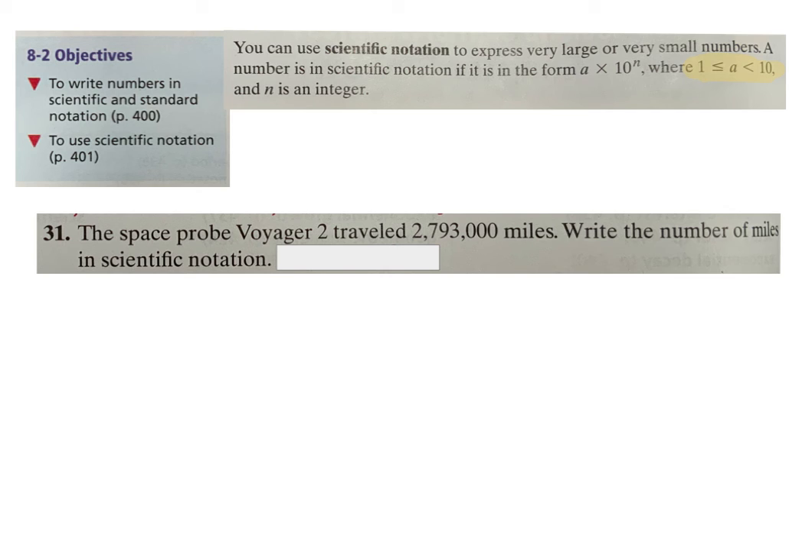They give us this example. The space probe Voyager 2 traveled 2,793,000 miles. Write that number in scientific notation. So go ahead and try 31.